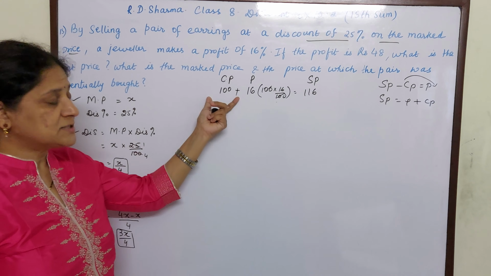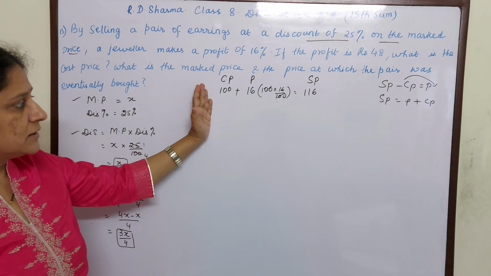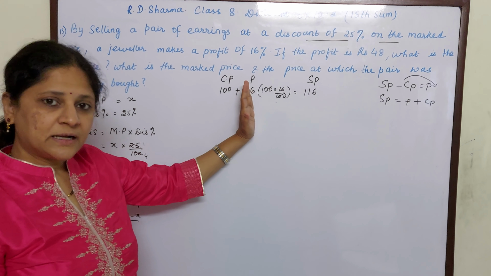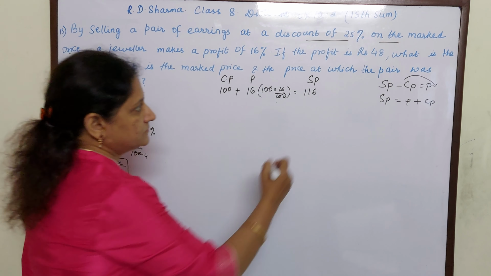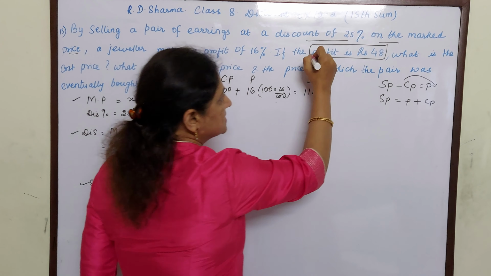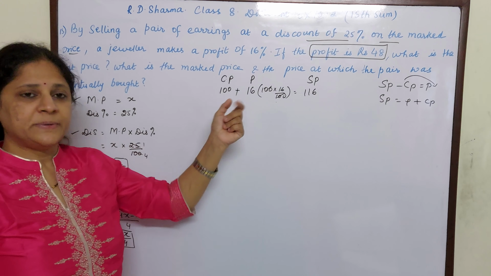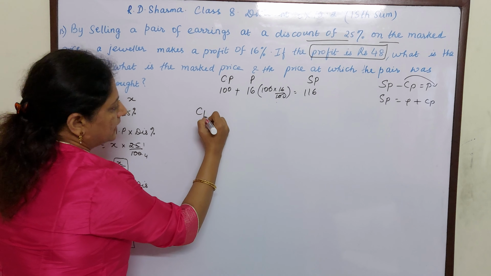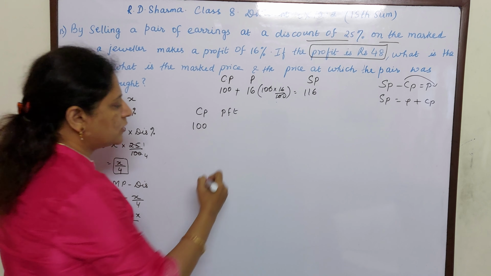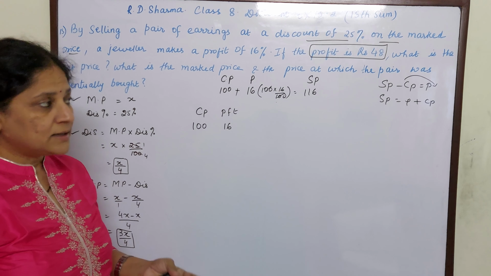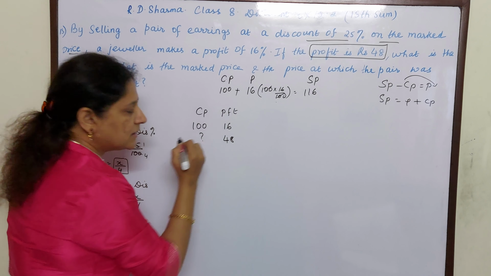Now this is based on the assumption, children. We have assumed that the object costs 100 rupees, they are making a profit of 16 and the selling price is 116. But in the sum, we have that the profit is 48 rupees. So we will use this information to find CP and SP. When the cost price was 100, the profit was 16 rupees, that was the assumption. But in reality, the profit is how much? 48. Then what will be the cost price?